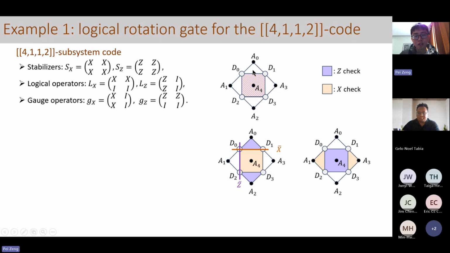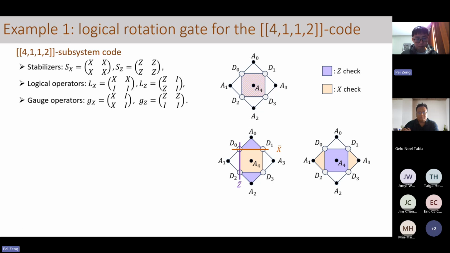You have 4 data qubits, D0, D1, D2, D3, and I will write them following this 2x2 notation. For these 4 qubits, you will have 2 stabilizers, 4x and 4z. With these two stabilizers, you will have 2 logical qubits. The first one is given by this logical x and logical z. The second logical operator is given by this gx and gz.